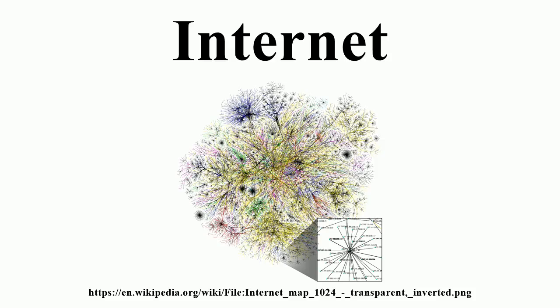The Internet has no centralized governance in either technological implementation or policies for access and usage. Each constituent network sets its own policies. Only the overreaching definitions of the two principal namespaces in the Internet, the Internet Protocol address space and the Domain Name System, are directed by a maintainer organization, the Internet Corporation for Assigned Names and Numbers.